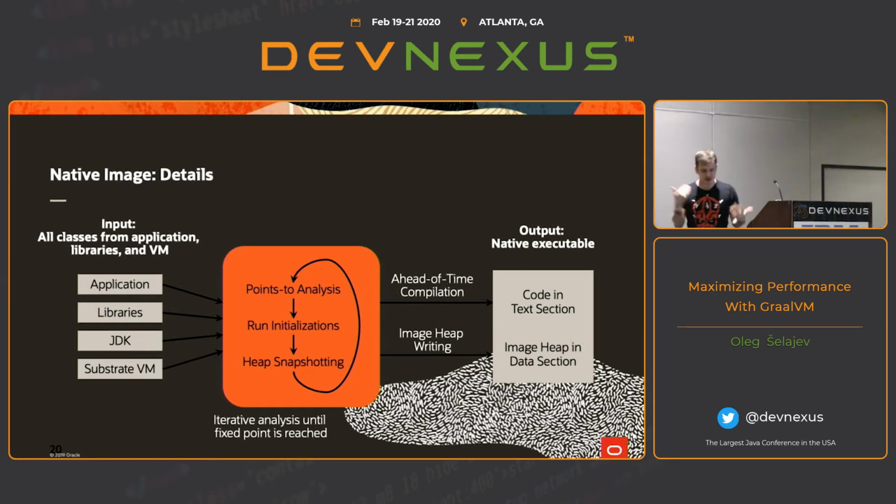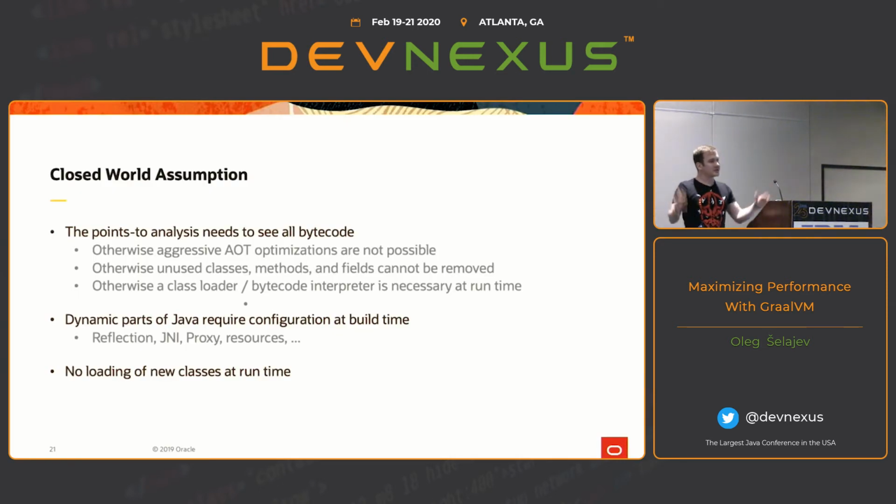Now, because of the nature of the static analysis that is run, there are some things that you should be aware of. It operates under the closed world assumption, so it needs to see all the bytecode that will ever be executed in an application, because there are no JIT compilation facilities, right? In the executable, there is nothing that knows how to work with bytecode or class files. So it needs to see all of that beforehand, and it needs to know that those classes are actually being used.